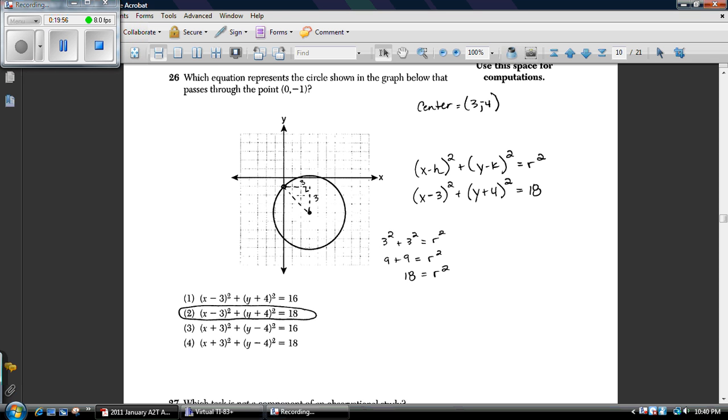Distance is calculated using the Pythagorean theorem. So I counted on my grid how far to the left this was, and then how far down it was, and see how it produces a right triangle? You can always do this. Use the Pythagorean theorem, 3 squared plus 3 squared equals r squared, or the hypotenuse squared. Solve it, you get r squared equals 18. Plug it in right there, you're good. Choice 2.